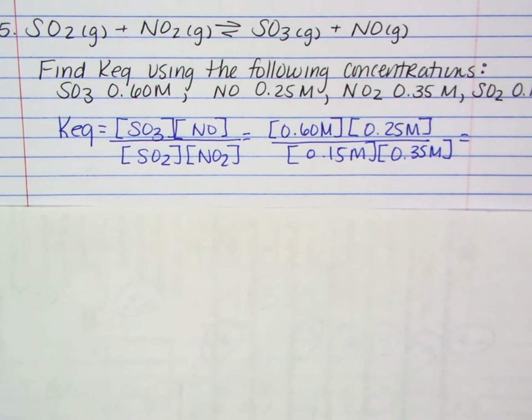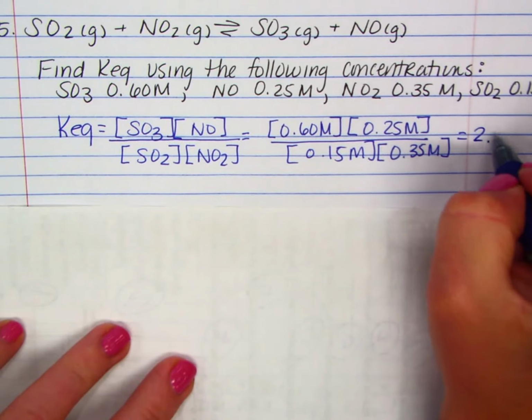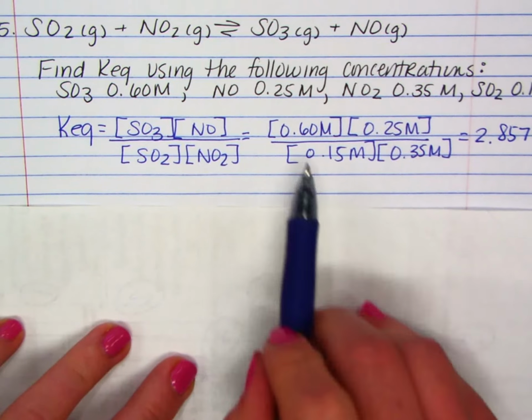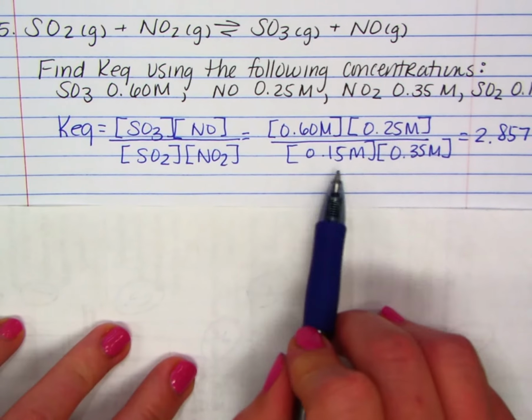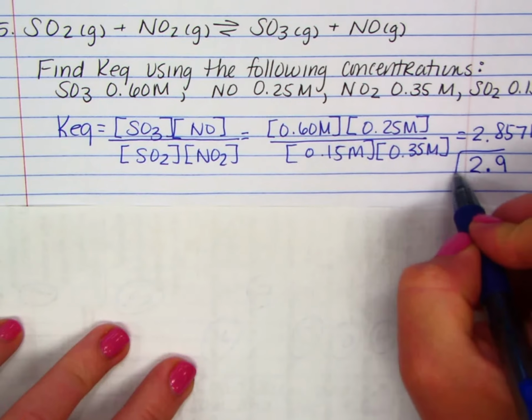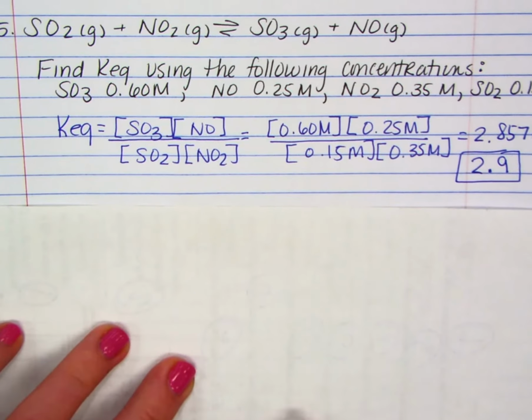Okay, so I'm going to plug that into my calculator. 0.60 times 0.25 divided by parentheses 0.15 times 0.35, and that's going to come out to be 2.85714. Okay, check out my sig figs. 2, 2, 2, and 2, so 2.9 is my KEQ. And remember, the KEQ doesn't have a unit, so it's just 2.9.